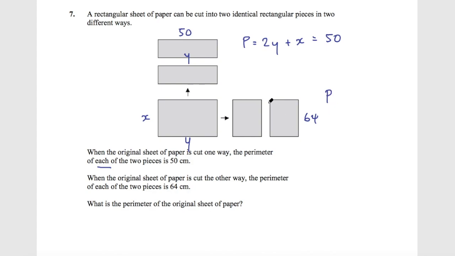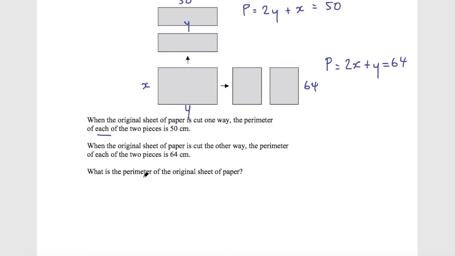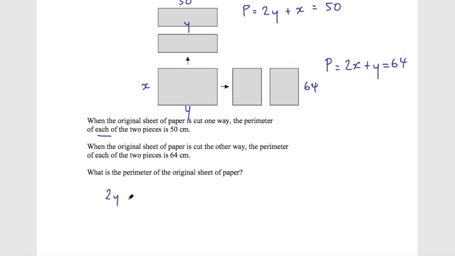Okay, down here, try again, see what you think the perimeter of this shape will be. So we've got 2 lots of x, and then half y plus half y, that would be 1 lot of y equals 64. So we've got a set of simultaneous equations now, and we're going to have to solve for x or y. So let's write these down here now. So 2y plus x equals 50, and 2x plus y equals 64.